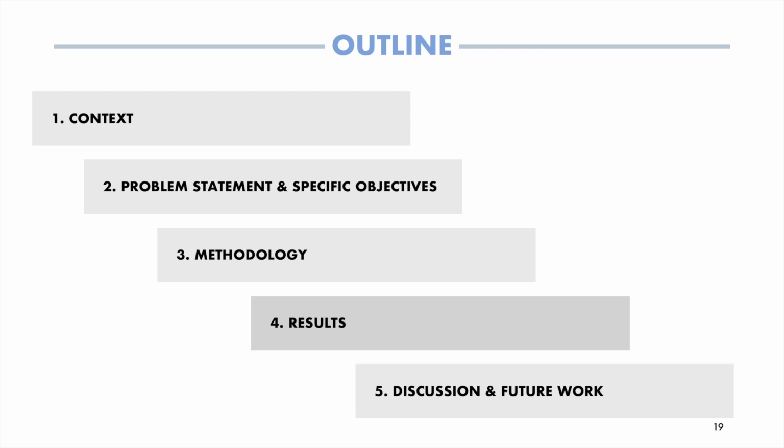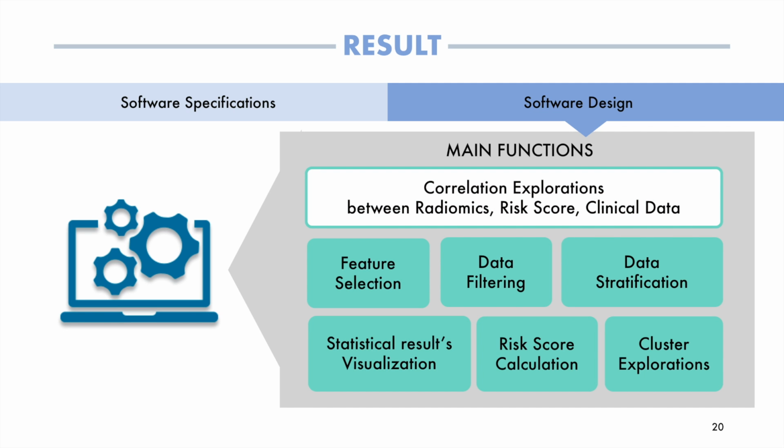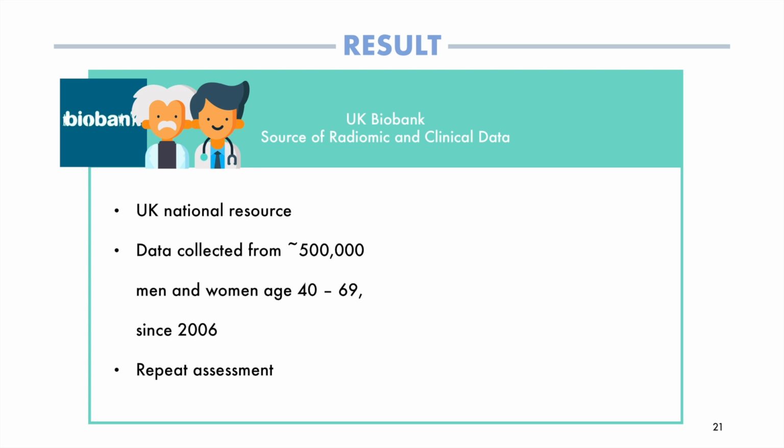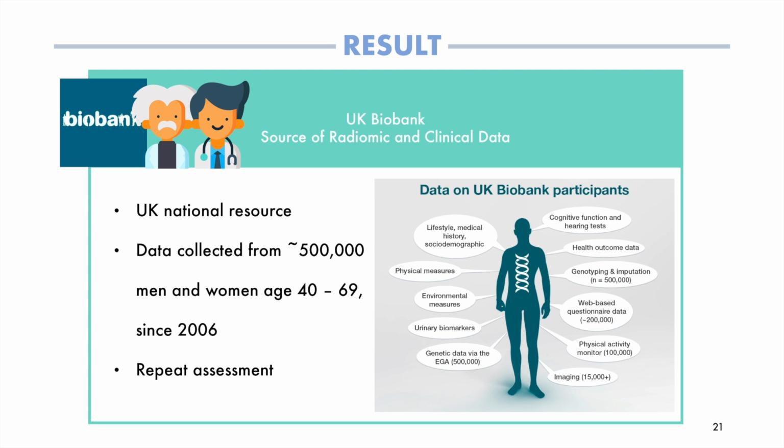Result: correlation exploration between radiomics, risk score, and clinical data. In this project, the patient dataset was processed from UK Biobank data, which had been collected since 2006 from men and women in age range 40 to 69 years old. The data was selected from categories lifestyle, medical history, physical measures, and imaging.